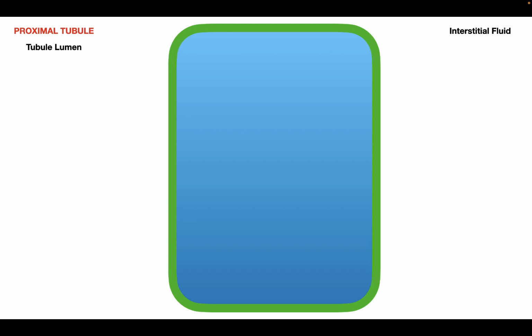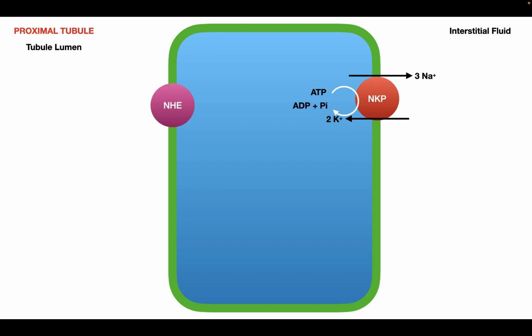In the basolateral membrane, we have the sodium-potassium pump. The sodium-potassium pump moves 3 sodiums out of the cell into the interstitial fluid, and then it moves 2 potassiums into the cell. It does this by using the energy released by ATP hydrolysis. So the sodium-potassium pump establishes an electrochemical gradient for sodium, and this electrochemical gradient is utilized by the sodium-hydrogen exchanger.